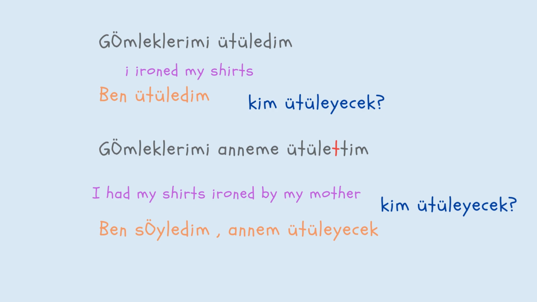Gömleklerimi ütüledim. I ironed my shirts. I did the action. Ben ütüledim. But when I say gömleklerimi anneme ütülettim, it means ben söyledim, annem ütüleyecek. I said and my mom will do the action. I had my shirts ironed by my mother.